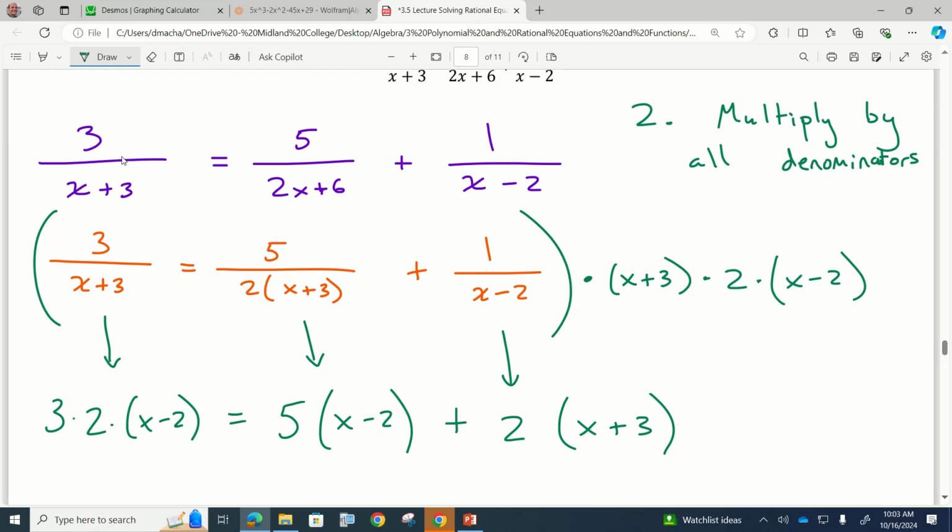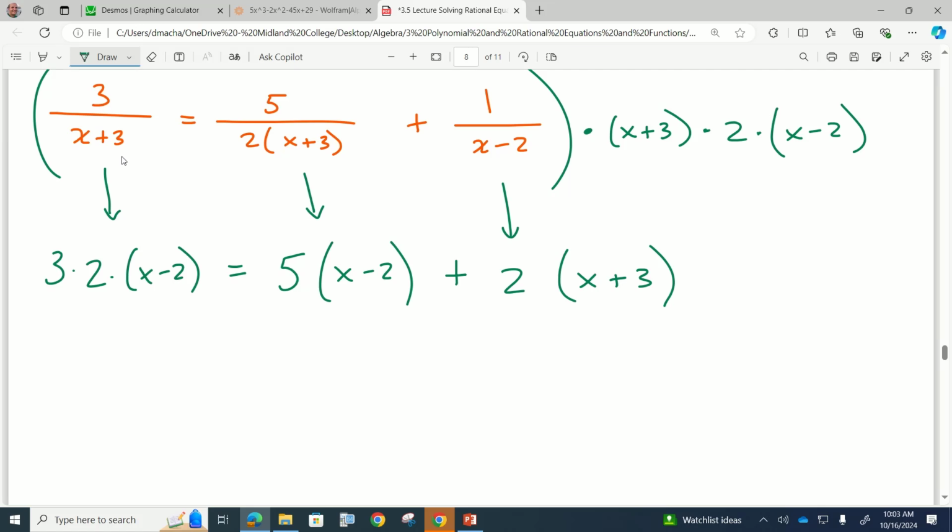All right, so now I just have to expand both sides. I'm just going to distribute everything, right? So 6x minus 12, 5x minus 10, and 2x plus 6. Now I have a linear equation. And linear equations are pretty easy to solve. We just want to collect like terms. I would probably want to collect all of the x terms on the left side of the equation, collect all of the constant terms on the right side of the equation.